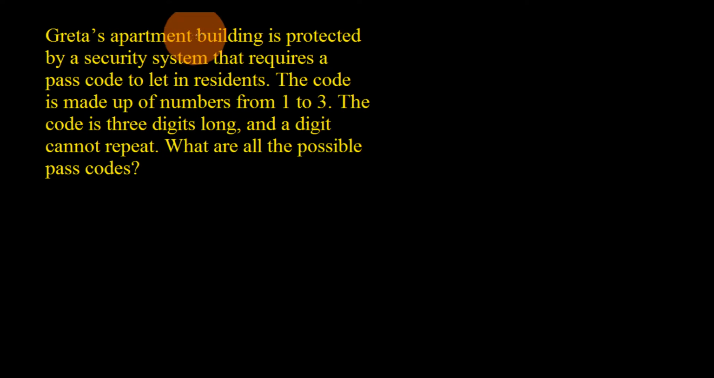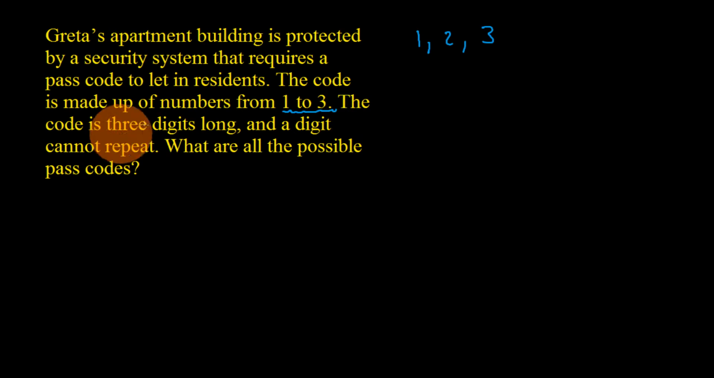Let's go ahead and highlight the key information. This first sentence, it's actually what we'd call irrelevant information. It makes a nice story to read about Greta's security code and the code letting residents in, but it doesn't help us solve the problem. So let's go to the content-dense information. It says the code is made up of numbers from 1 to 3. So the numbers 1 through 3, that would be 1, 2, and 3. I'm just going to highlight that. And let's just make a note over here. We can use the numbers for the code 1, 2, or 3.